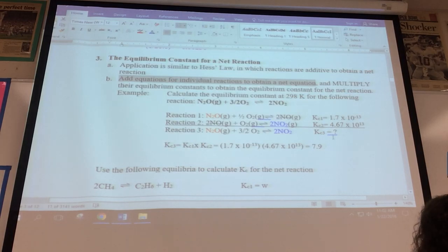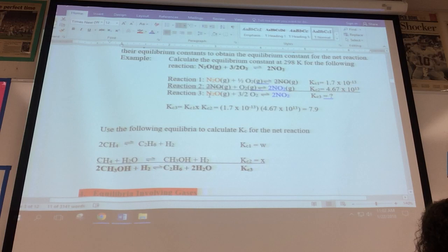For example, you want to get to dinitrogen monoxide plus 3/2 moles of oxygen to 2 moles of nitrogen dioxide. I look at my first reactant, I see it here. Is it on the correct side of the equation? Yes. Is the coefficient correct? Yes. Oxygen's all over the place, I don't want to play with it yet. You can see 2 moles of nitrogen dioxide right here. Is it on the product side? Yes. Its coefficient matches? Yes, it does. The 2 moles of nitrogen monoxide cancel. 1/2 plus 1 is 3/2. So the sum of reactions 1 and 2 are equal to reaction 3.